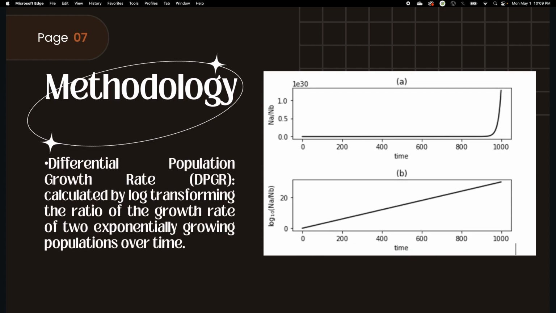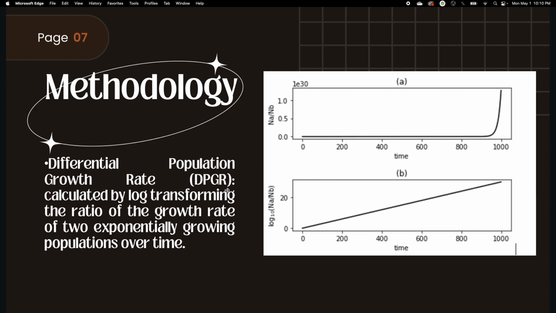So the methodology that we use to generate the phylogenetic tree is basically divided into two segments. At first, we used the differential population growth rate to calculate the pairwise fitness values of each and every subvariant with respect to the others. Then we use that to construct the phylogenetic tree. So differential population growth rate is basically calculated by log transforming the ratio of two exponentially growing populations over time.